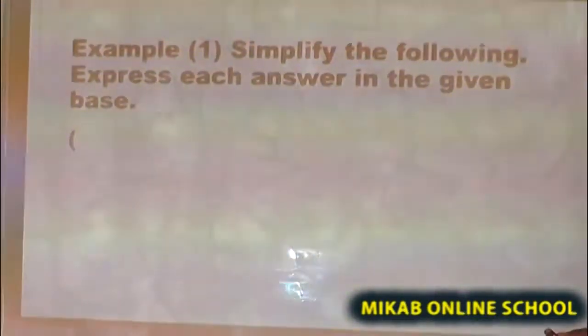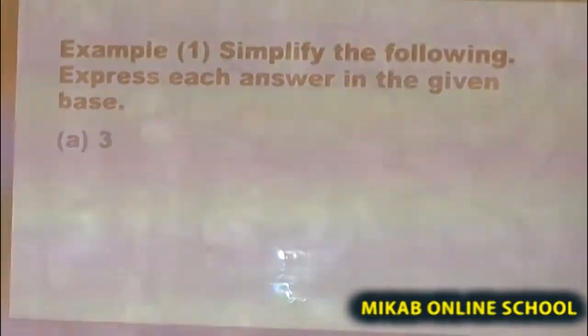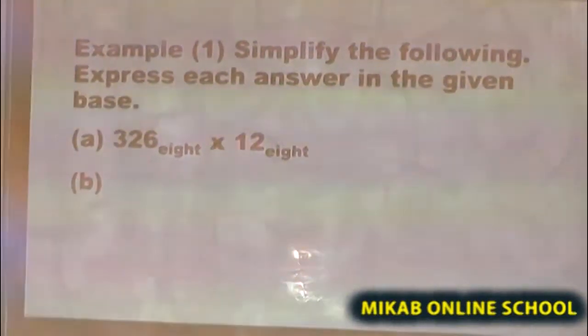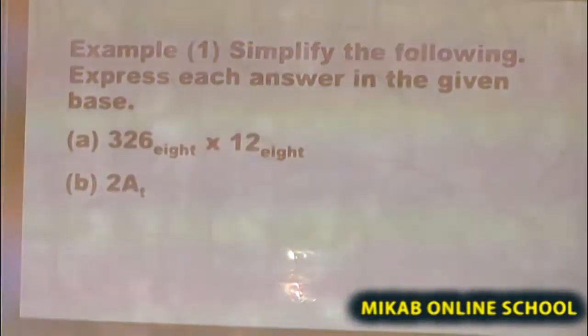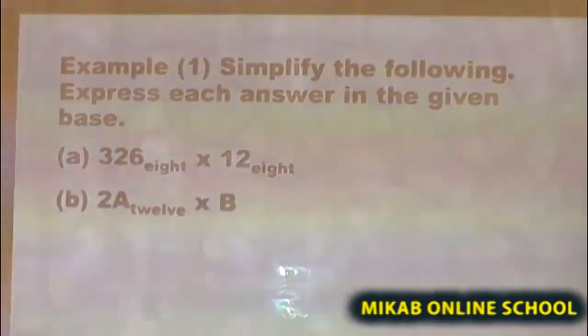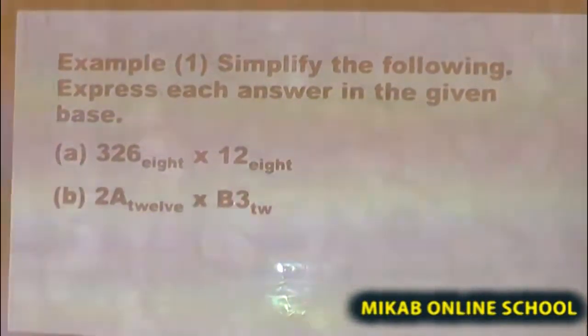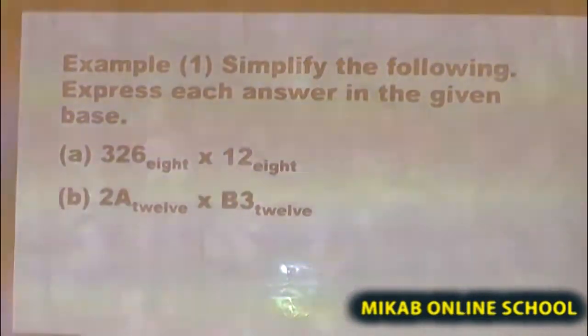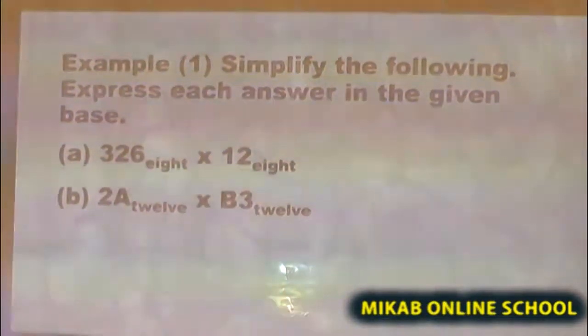Example 1, we are to simplify the following and express each answer in the given base. We have 326 base 8 to be multiplied by 12 base 8. And the second question, we have 2A base 12 to be multiplied by B3 base 12. Together we are going to look at how we can solve these problems.